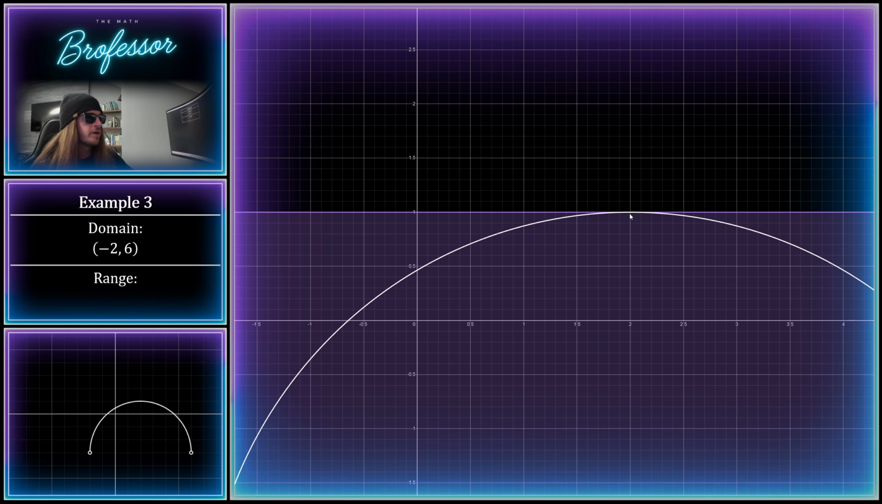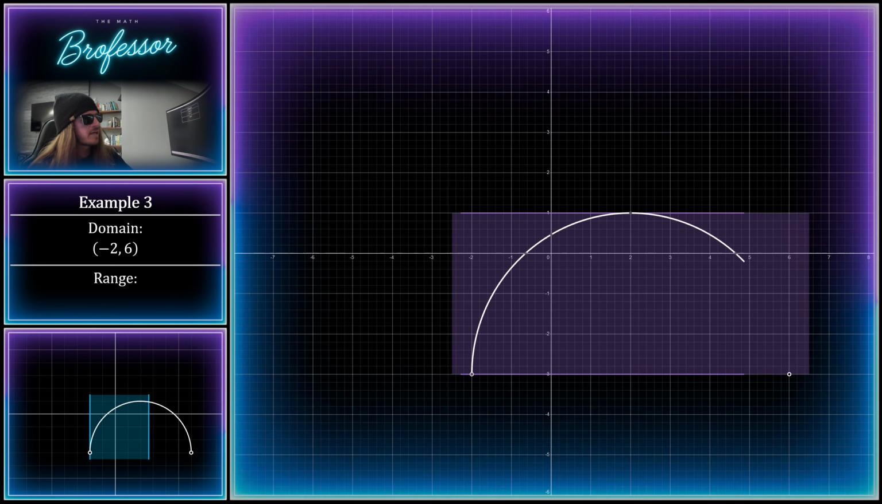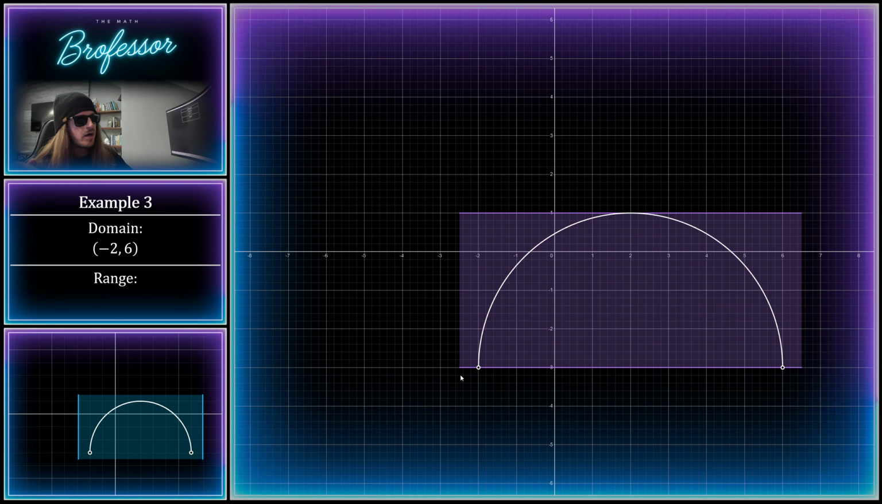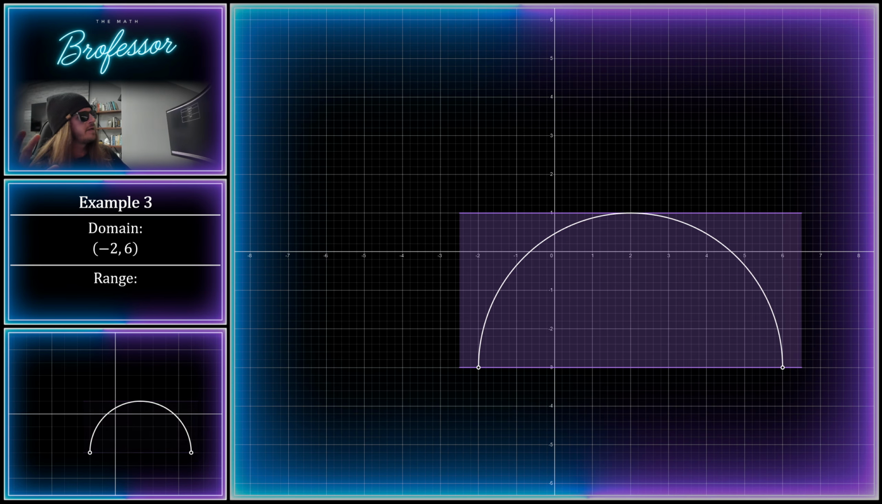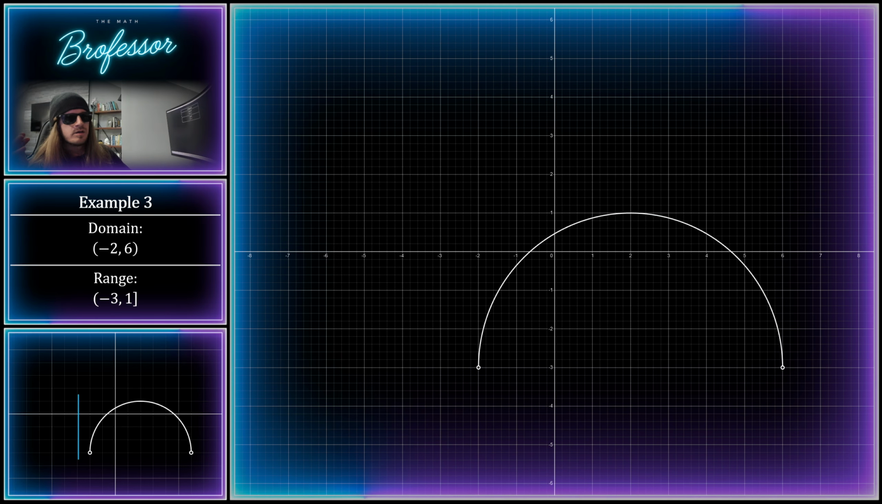This is a maximum. Maximums do make contact with the boundary. If I go over here and I click, Desmos will give me that point, meaning it makes contact. So it doesn't make contact on the bottom because of these open dots, but it does make contact at the top. So we boxed it in between -3 and 1, but we're going to put a parenthesis on the -3 and a bracket on the 1 like this. So good. This is the domain and range of example 3.